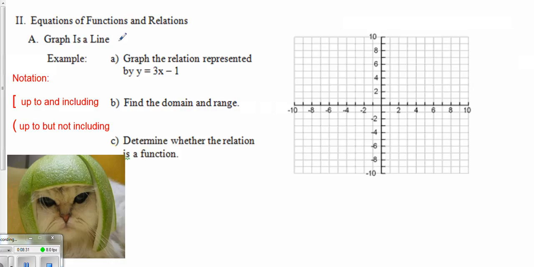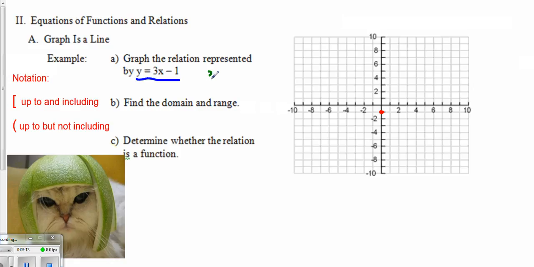So let's do equations of functions and relations, looking at graphing a line. So if we need to graph the relation that's represented, now notice this relation is not given to us as a bunch of points, nor is it given as a table, it's given as the equation. We could make a bunch of points, we could make a table, or we could just graph it using our y equals mx plus b knowledge. In this case, our m, 3, is our slope, and our b, -1, is our y-intercept. So we know right here, -1 is where we're going to start.